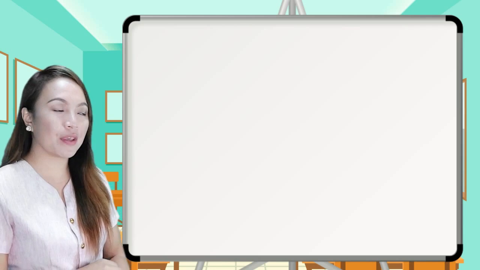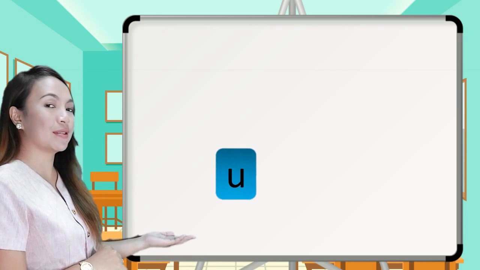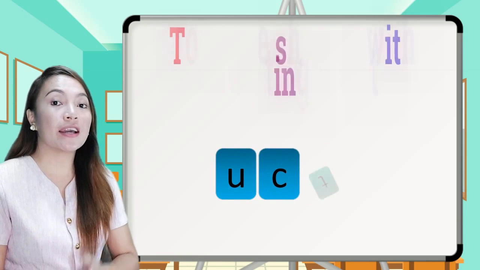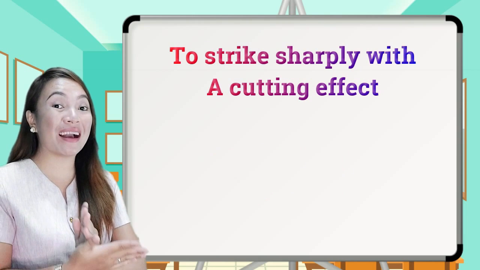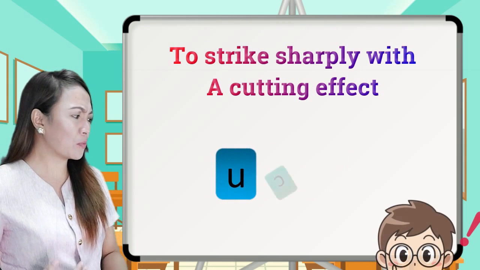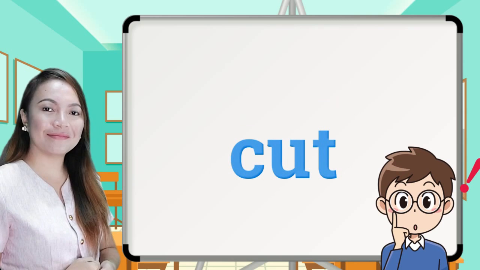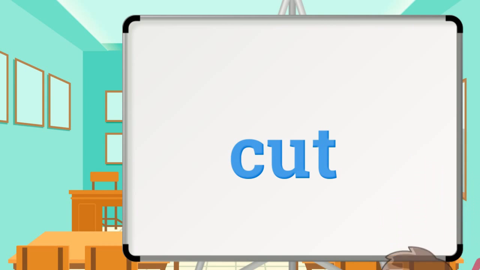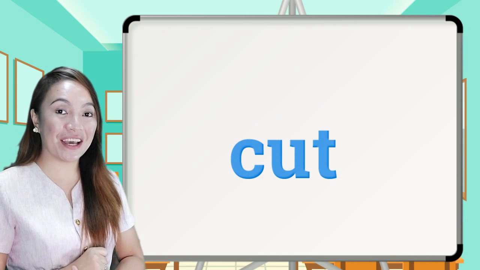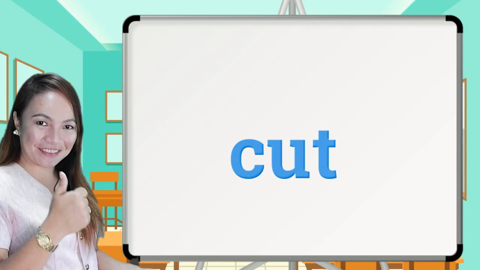Great job, kids! Now let's proceed to number 3. These are the jumbled letters. And the meaning of this word is to strike sharply with a cutting effect. What would be this word? Great job! The answer is cut.